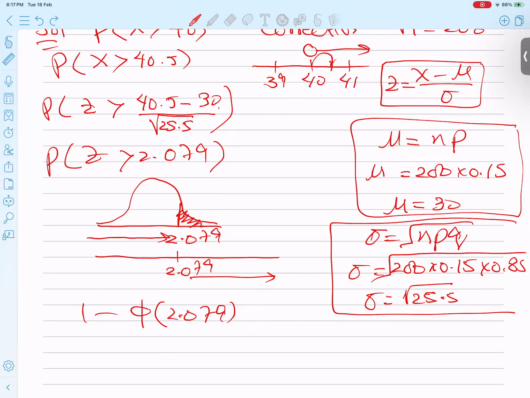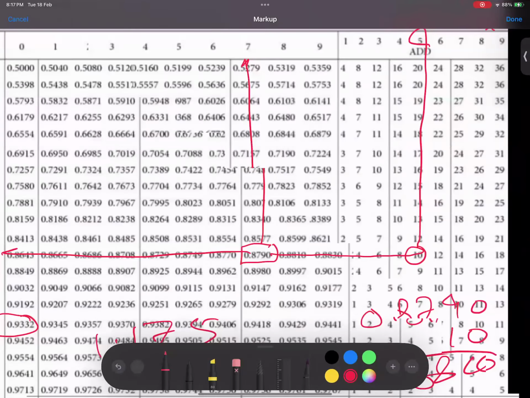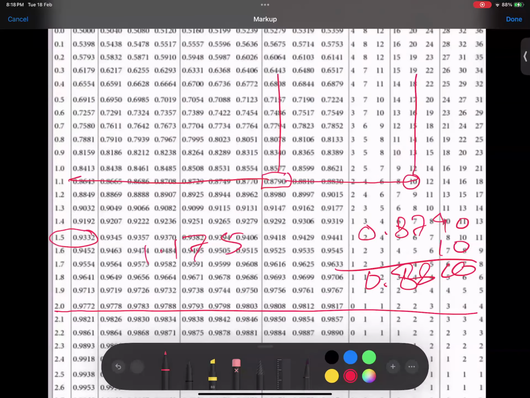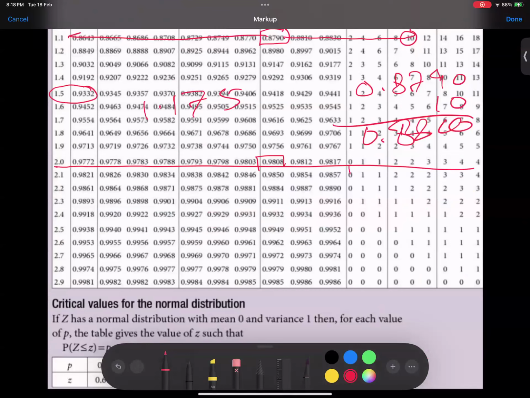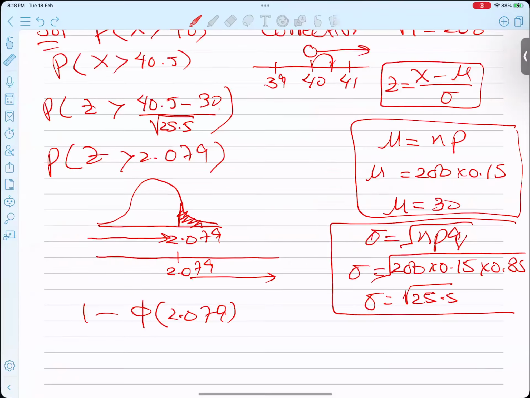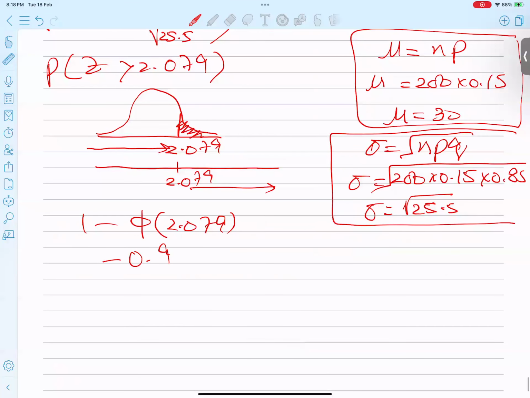If I see the table for 2.079: 2.0, this line you talk about, and 0, this means 2.07. So 7 is here. And 9 is 1, 2, 3, 4, 5, 6, 7, 8, 9. I think 9 is the last number. Yeah, last number, 4 is added here. When we add there, it becomes 0.9812. So this gives us 1 minus 0.9812, and after subtracting, 0.0188. And that is 3 significant figures.